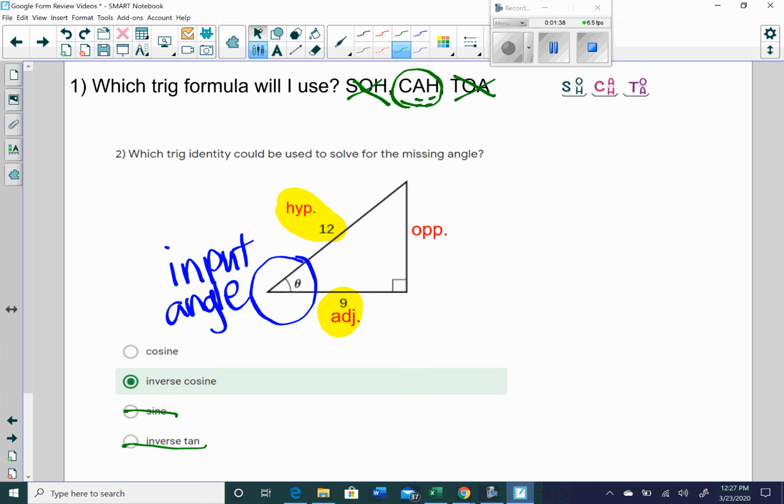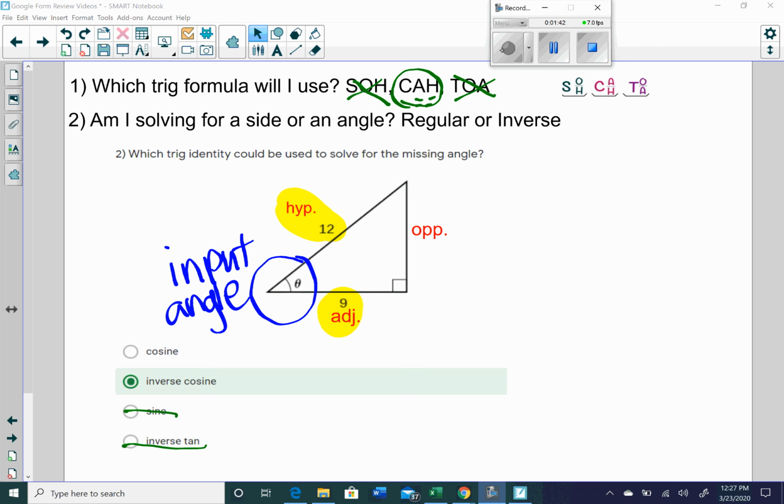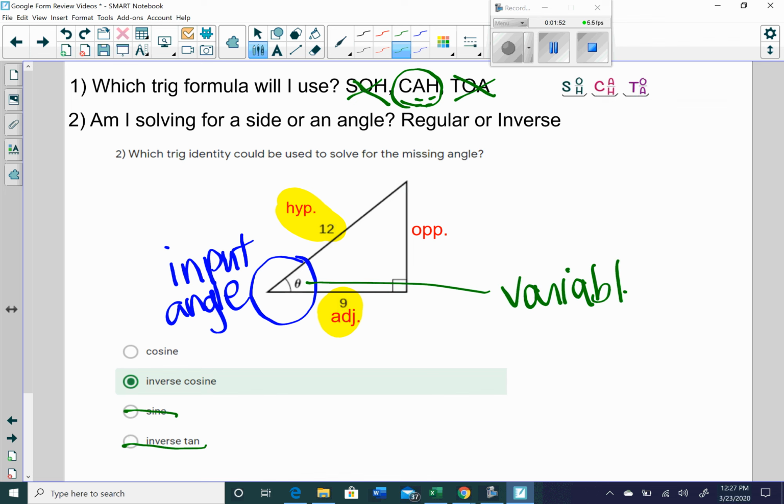The second question you should be asking yourself is, am I solving for a side or an angle? Since theta is the variable, I know I'm solving for an angle. If I was solving for a side, I would use regular cosine, but since I'm solving for an angle, I use inverse cosine, and therefore the second choice is your answer.